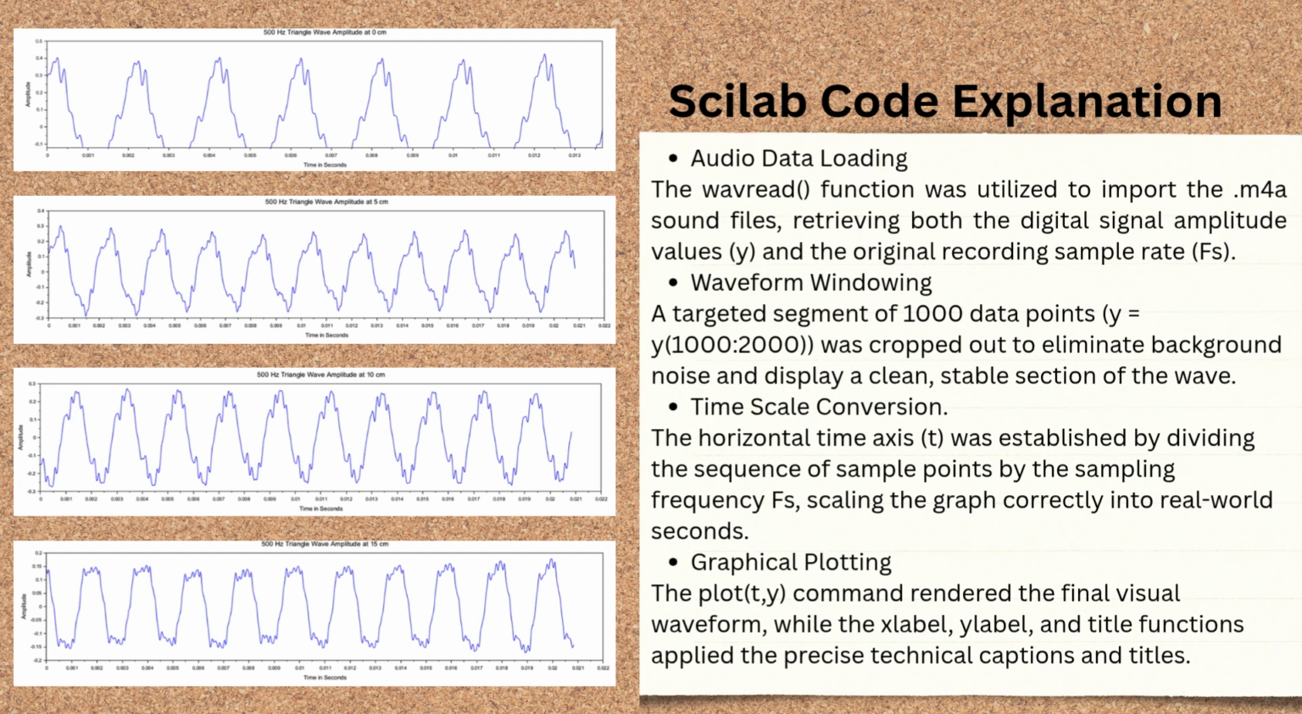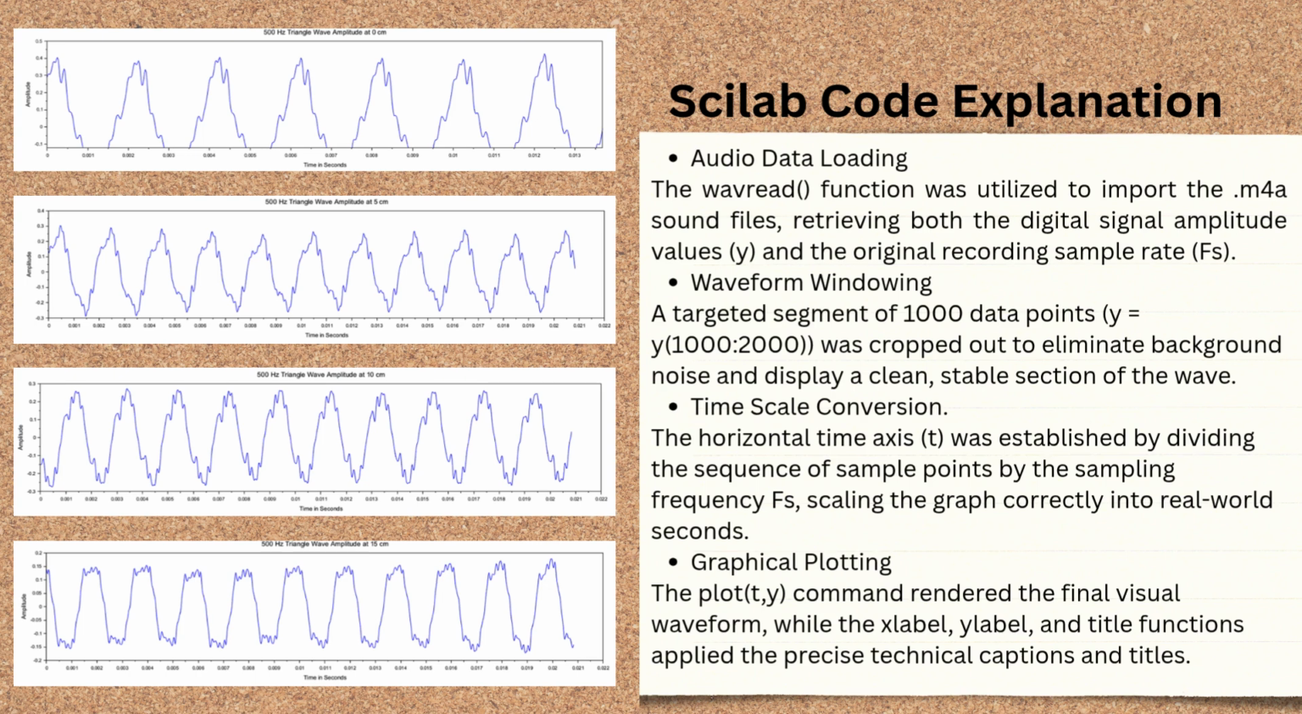To ensure the measurements were precise, I developed a data analysis pipeline using Scilab. On the left, you can see the visual waveforms generated for each distance, and here is how I could process that information. The first step was audio data loading. We used the wavread function to import our recorded M4A audio files directly into Scilab. The function pulled two vital pieces of information: our digital signal amplitude values, which we assigned to Y, and the original recording sample rate assigned to Fs.